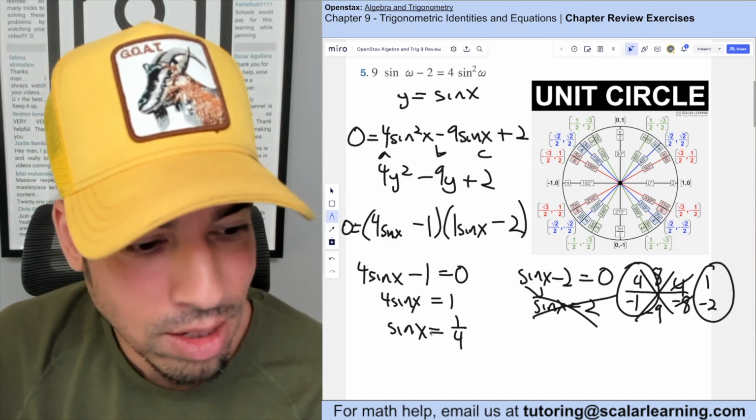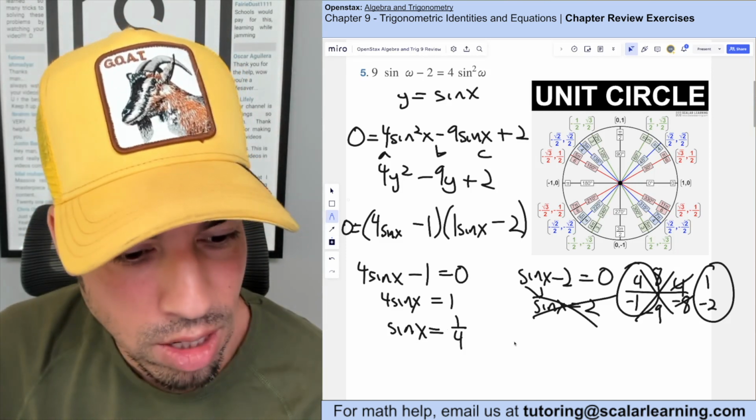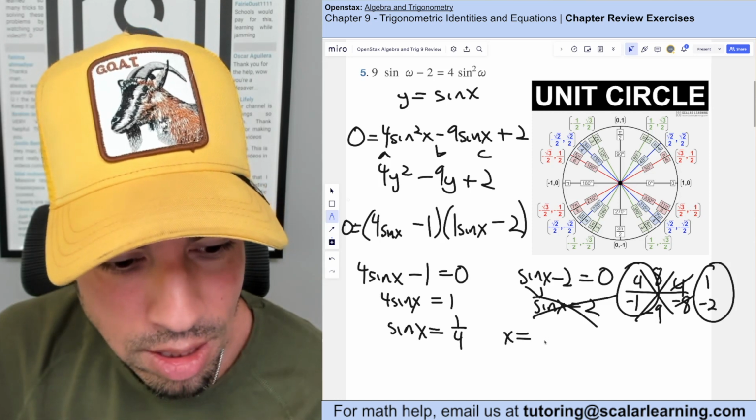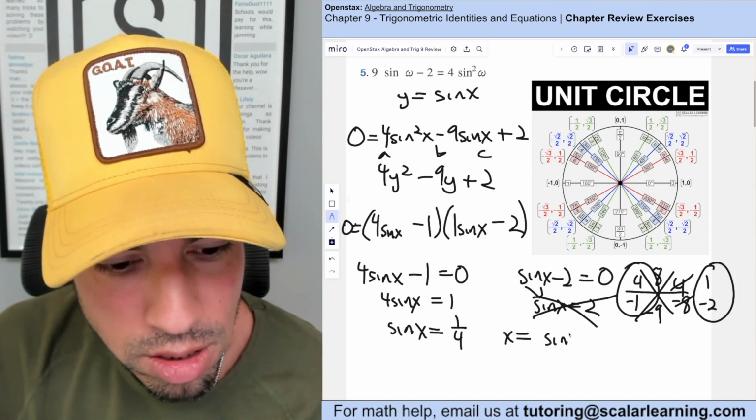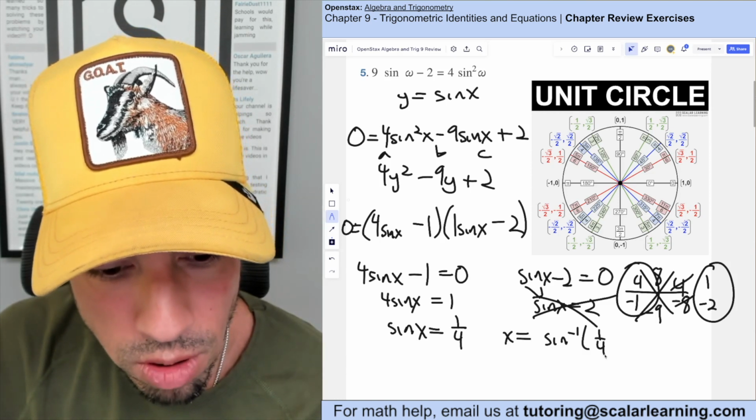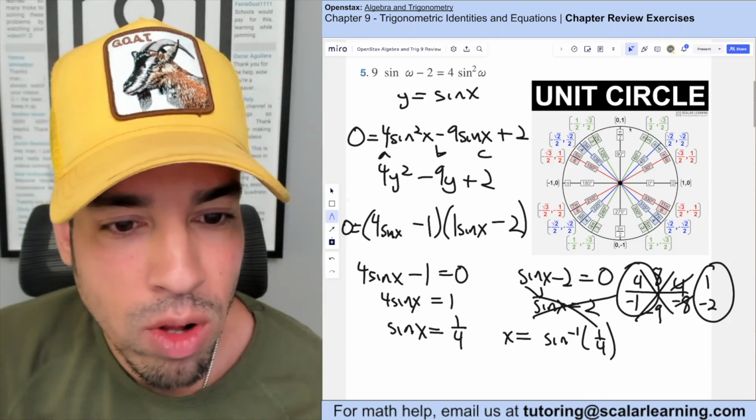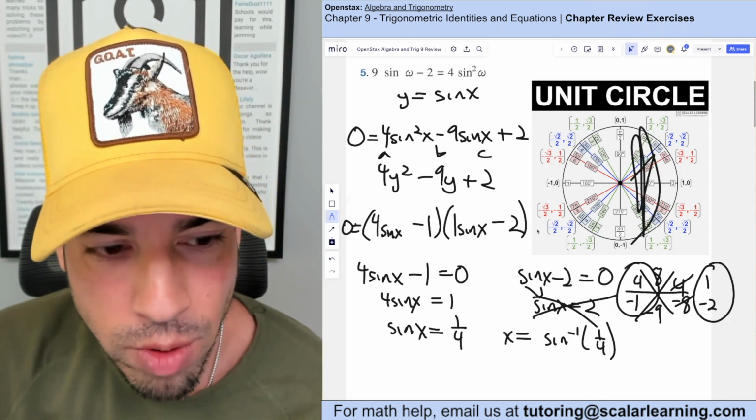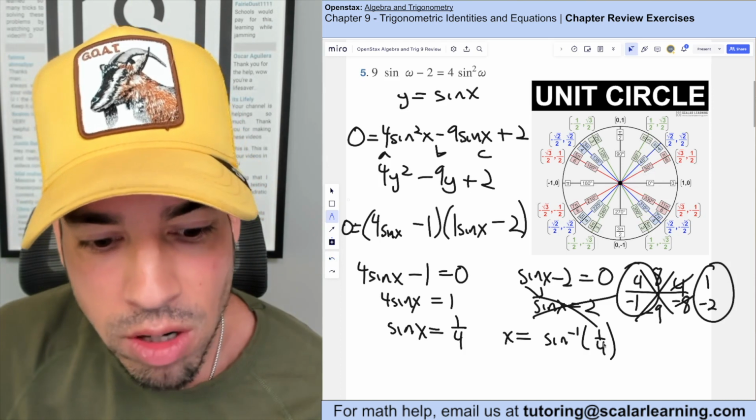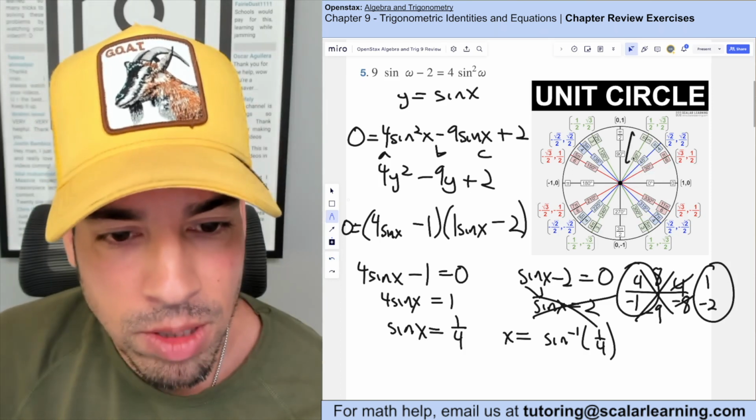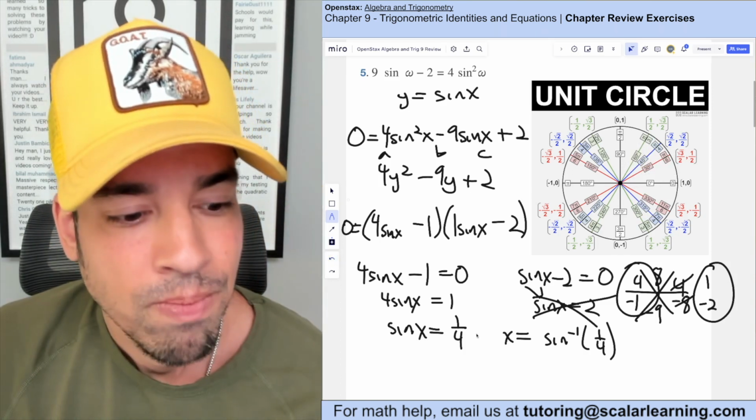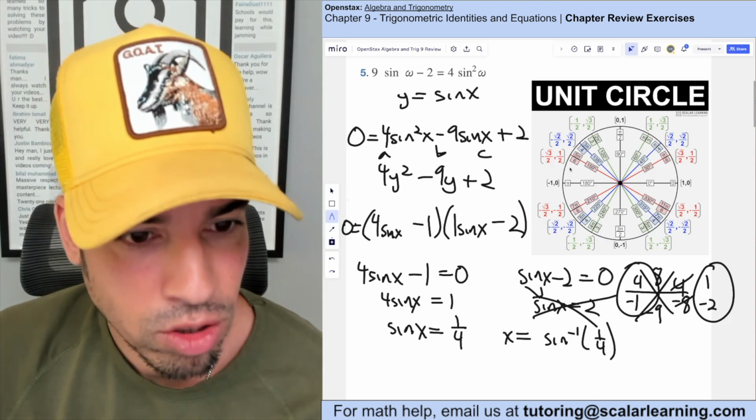1/4 is not on the unit circle. So what I have to do is take arcsine of both sides and say that the answer is arcsine of 1/4. Now, if you remember, arcsine will output values in this range, right? Between negative pi halves and pi halves. So arcsine of a positive is going to give me something in the first quadrant. But we can also get another answer in the second quadrant.